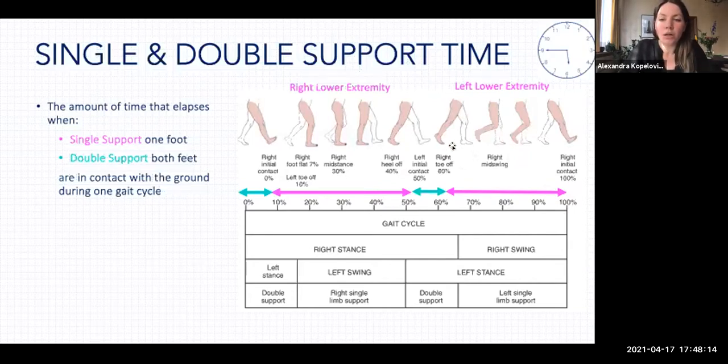Now, for the left lower extremity, it starts at 60% and ends at 100% of the gait cycle. So there are 2 periods of double support time and 2 periods of single support time in 1 gait cycle. The double support time only takes 0.1 seconds in both cases, 0.1 seconds here and 0.1 seconds here. Single support time takes 0.4 seconds here and 0.4 seconds here. So the single support time is way longer than the double support time.